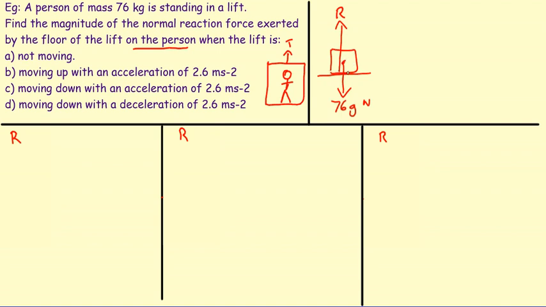Firstly, the weight. That person will feel their own weight. So this is 76 times the acceleration due to gravity, and it will be that many newtons. But they'll also experience the normal reaction from the floor of the lift, and it's not moving. So I'm going to choose my positive direction to be upwards, and we're just going to apply F equals ma.